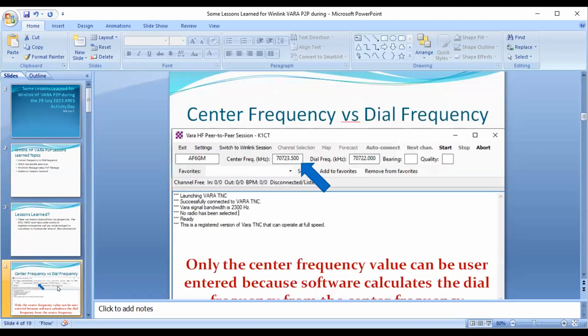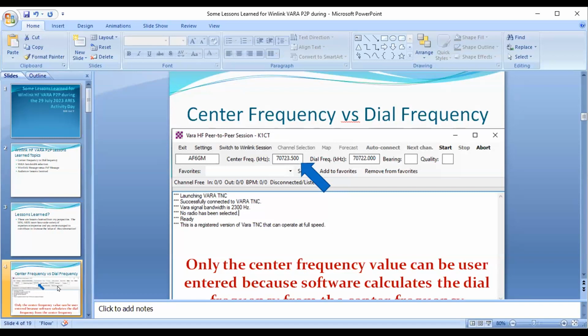The first thing is center frequency versus dial frequency. Inside the Winlink Express session window for Vera, you'll see a center frequency window, which is pointed out here with the blue arrow. And in this case, it's 7073.5. And it calculates the dial frequency, which is the window just to the right of that. And the dial frequency is what, of course, hams use to set their radios to. So very important to understand the difference between the two.